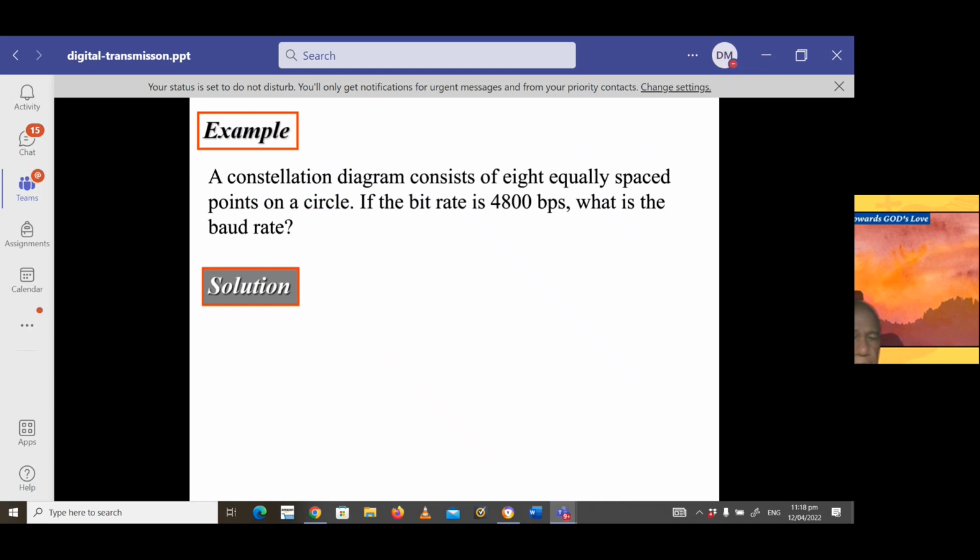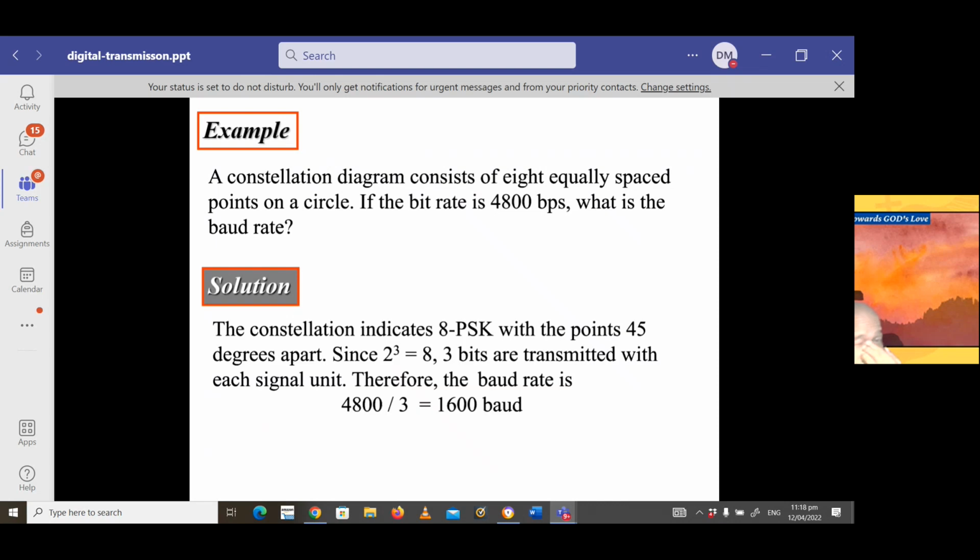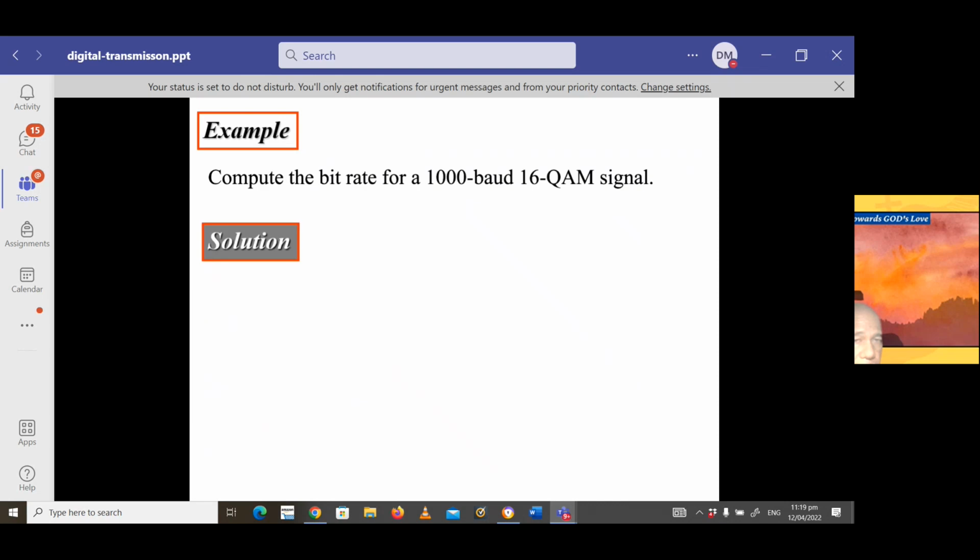So these are some examples. If we have 8 points equally spaced on a circle and the bit rate is 4800, what is the baud rate? Kasi yung 8 is 2 raised to 3, kaya i-divide mo siya ng 3. So you have 1600 baud.